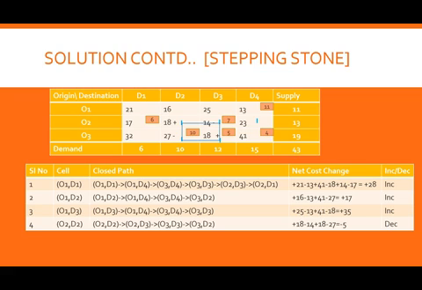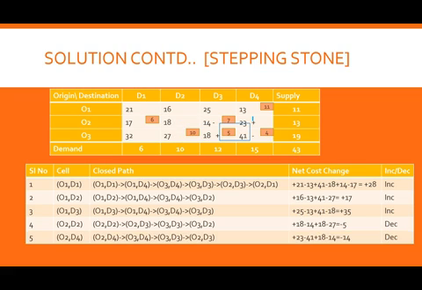Go to the next unoccupied cell, which is O2D4. From O2D4, identify the loop O2D4, O3D4, O3D3, O2D3. Mention it: O2D4, O3D4, O3D3, O2D3. Put alternating signs: plus 23, minus 41, plus 18, minus 14.